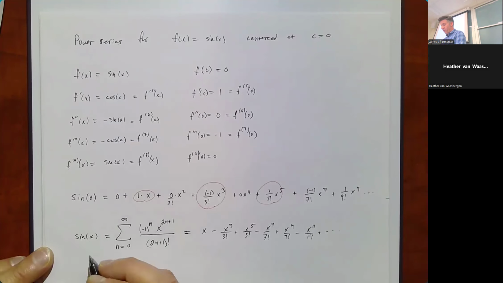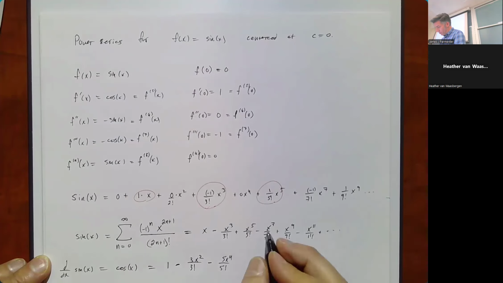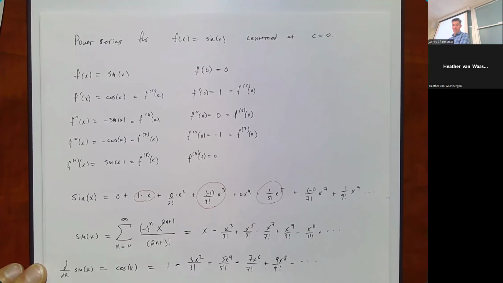So we take the derivative of sine of x. Well, the derivative of sine of x is equal to cosine of x. And we take the derivative of this side here: the derivative of x is 1. The derivative of x cubed over a constant is 3x squared over that constant. The derivative of x to the 5th over a constant is 5x to the 4th over that constant. And so on. Oh, sorry, that should be a plus, not a minus. And then a minus 7x to the 6th over 7 factorial, a plus 9x to the 8th over 9 factorial, and so on. But 3 over 3 factorial, the 3's cancel, and you get a 2 factorial.